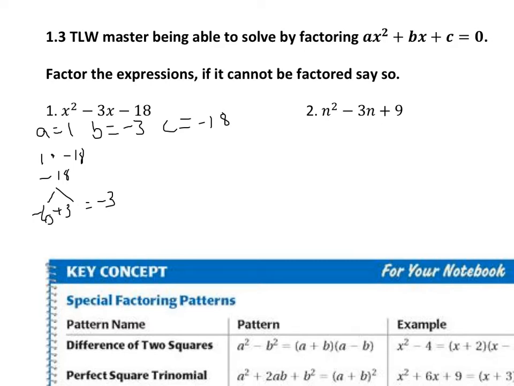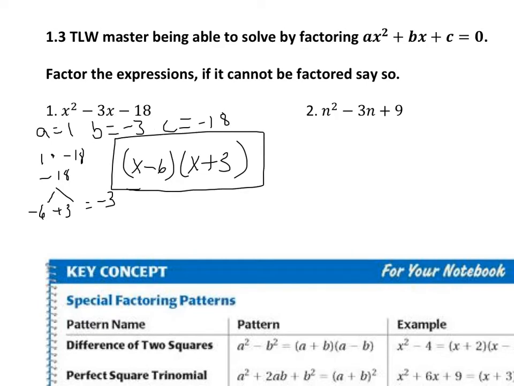Now, when a is 1, it's simple. You are basically done. It's x minus 6, x plus 3. There it is, factored. So if you need to, you can write these down. But if you don't need to, you should just be able to go straight to this when a is 1.